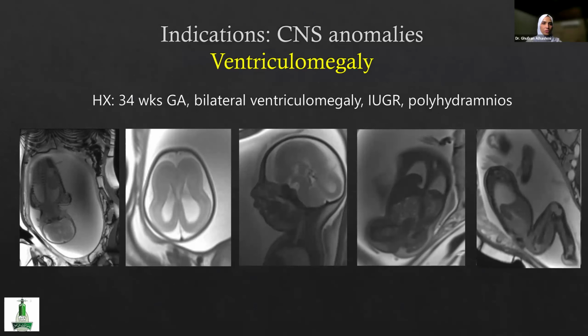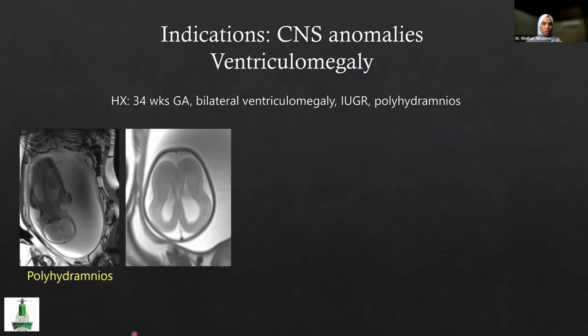Shown here is a patient who was referred at 30 weeks gestational age. Ultrasound showed bilateral ventriculomegaly, a UGR, and polyhydramnios. So this is a coronal image showing polyhydramnios. That's a lot of amniotic fluid around the baby. The next image is showing that at 34 weeks gestational age, this baby's brain is very smooth. You almost see no sulci at all. You also see diffuse band heterotopia.